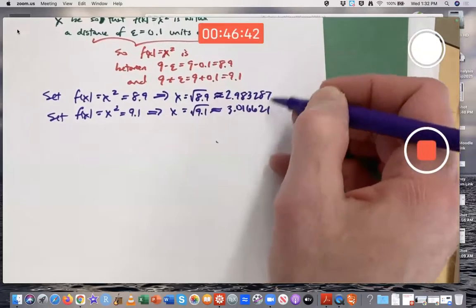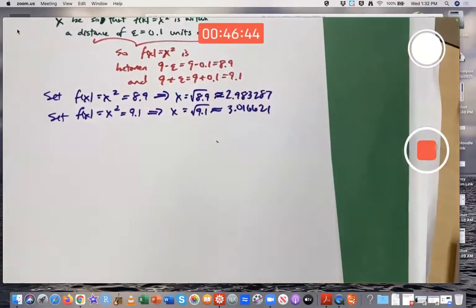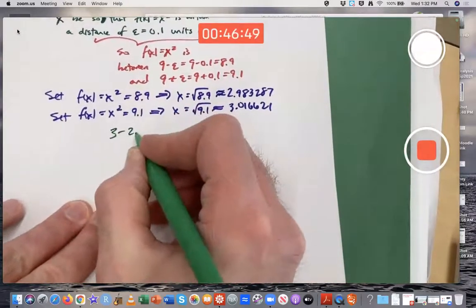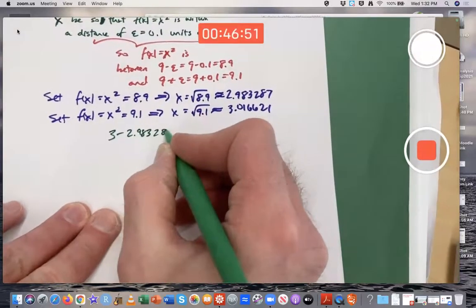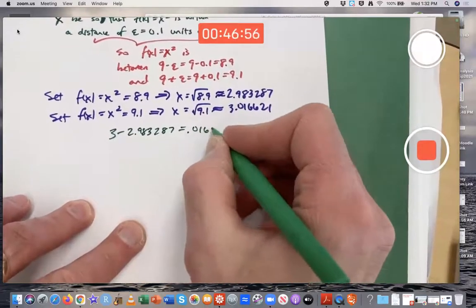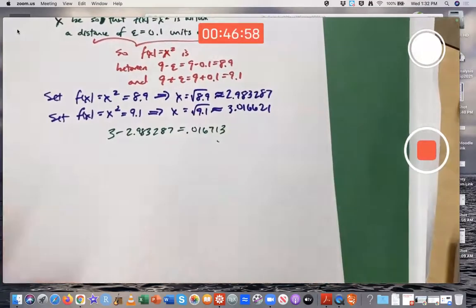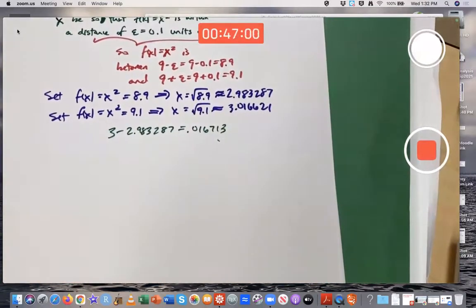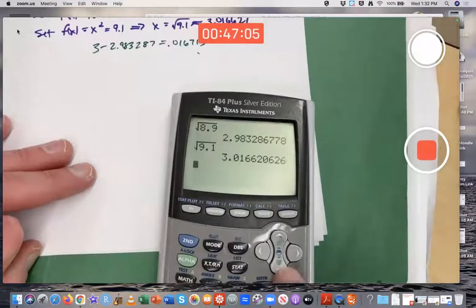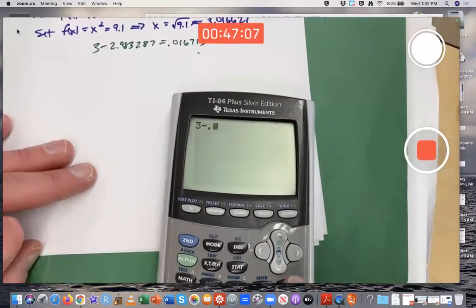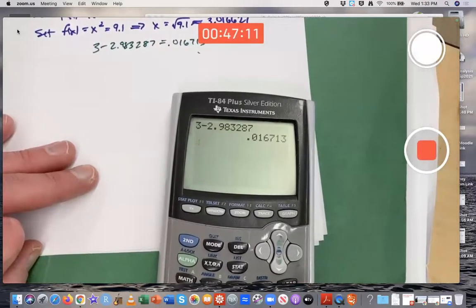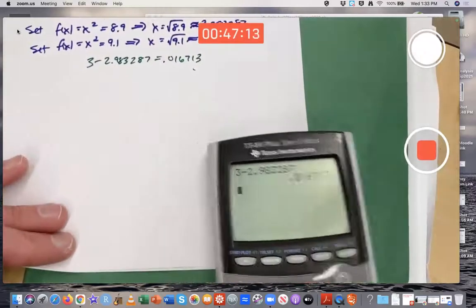How far are these numbers away from 3? 3 minus 2.983287, let's see if I can do that in my head, is 0.016713 if I didn't make a mistake. Maybe I better double check it just to make sure. 3 minus 2.983287 is 0.016713. How about that? No mistake.